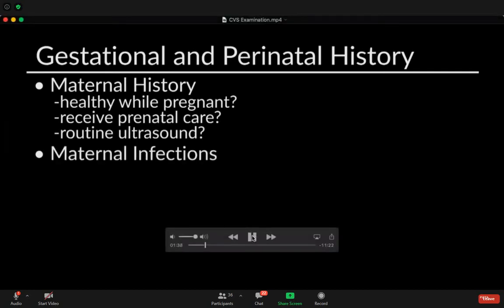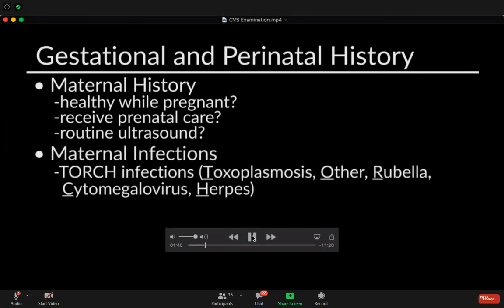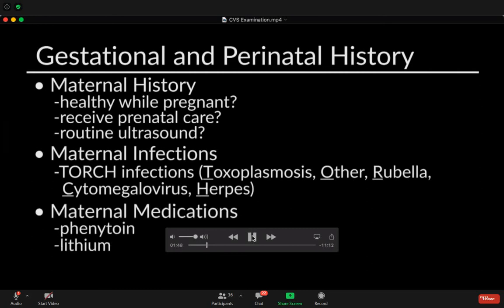When you're asking about maternal infections, you're referring mostly to the TORCH infections, but any infection is also important to note. Finally, you're going to ask if mom took any medications. Specifically, phenytoin, lithium, retinoic acid, and warfarin have all been associated with cardiac malformations.